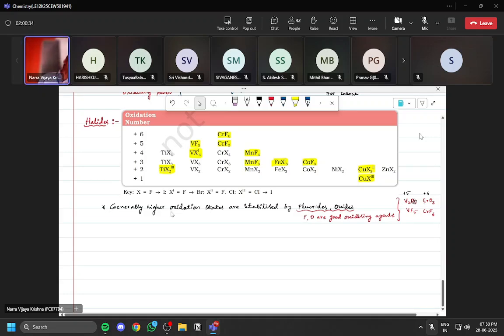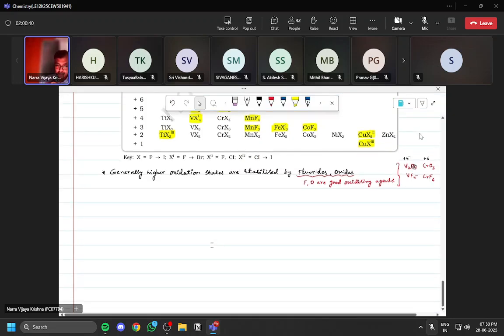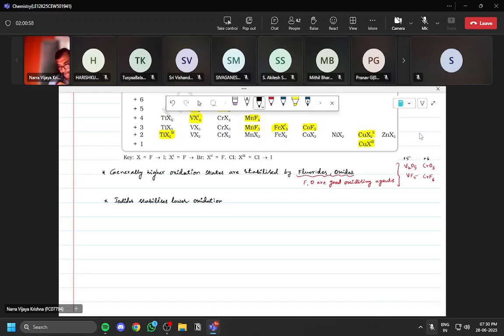Do iodides prefer to exist in higher or lower oxidation states? Lower. Reason? Iodine is a reducing agent. So I am writing that point. Next point. Iodides prefer to exist in lower oxidation states. Right? Reason, sir?